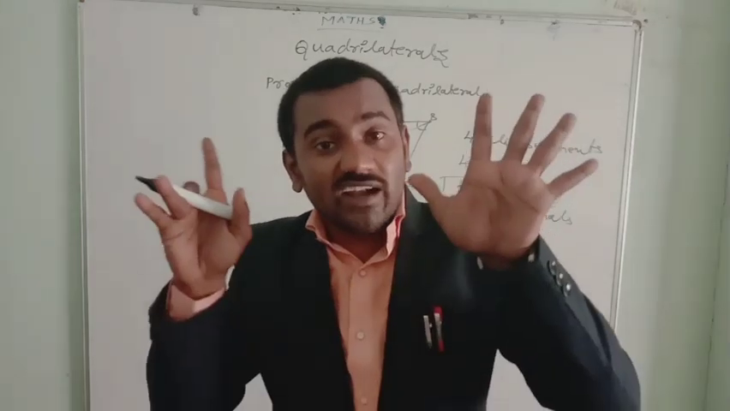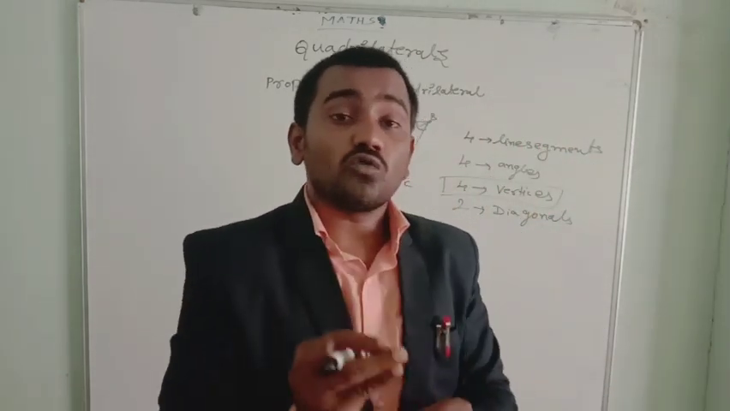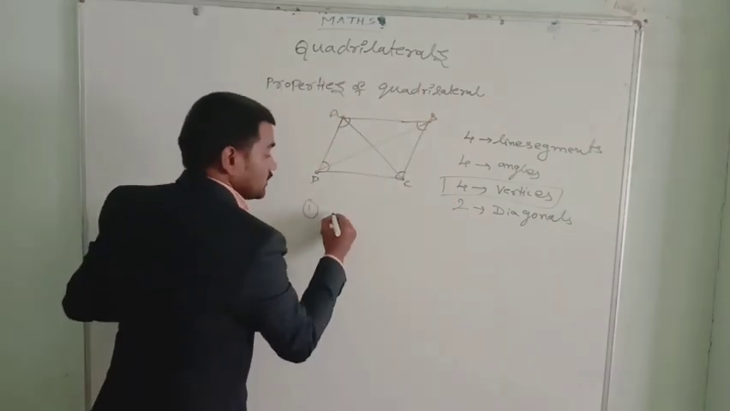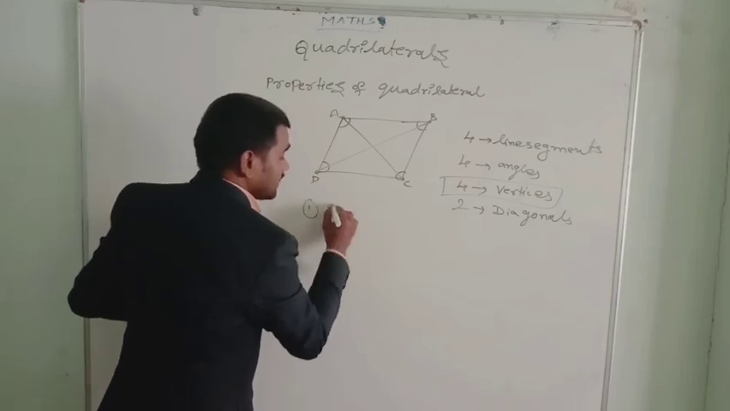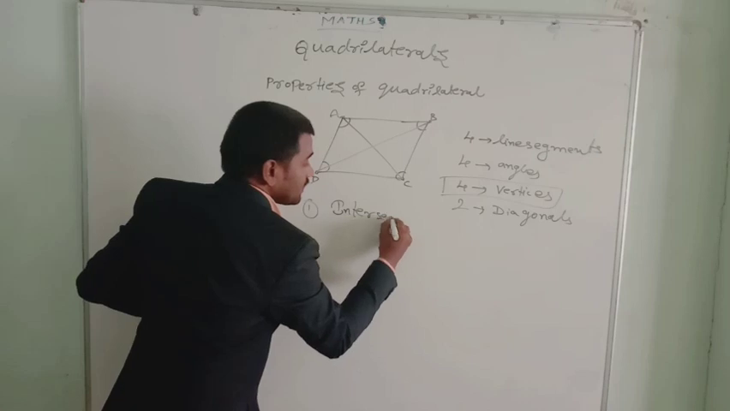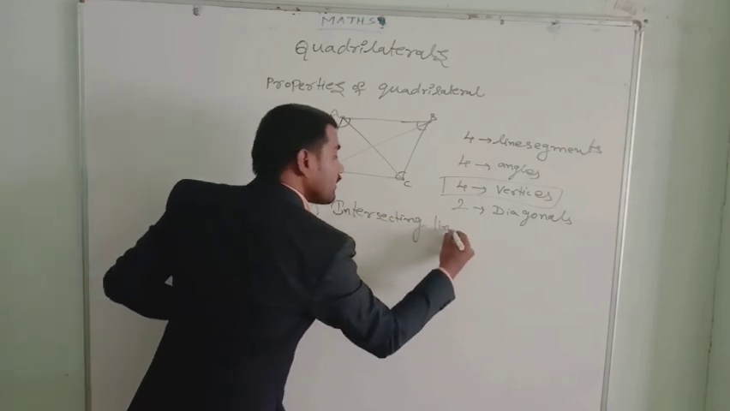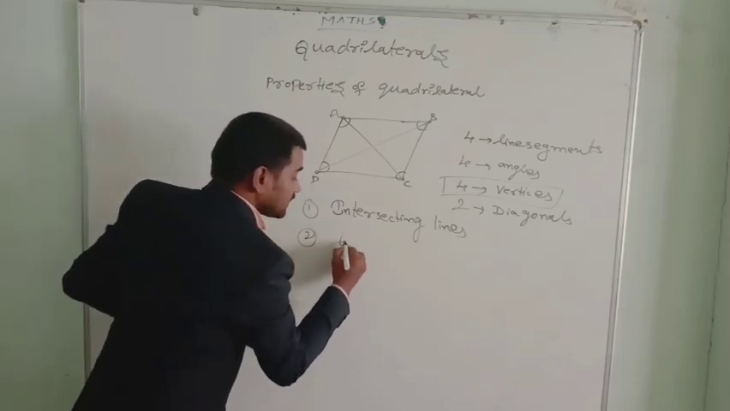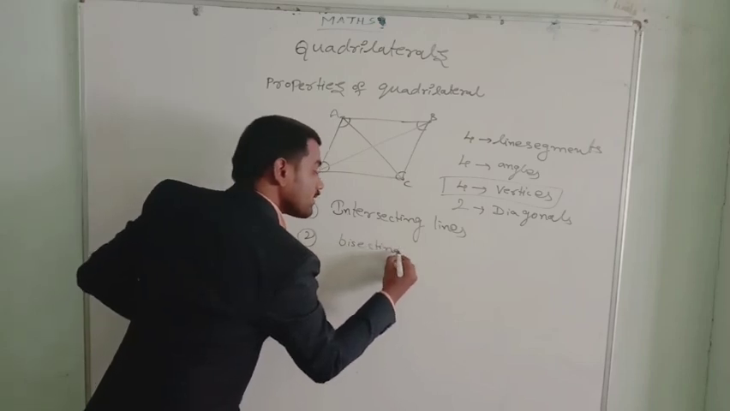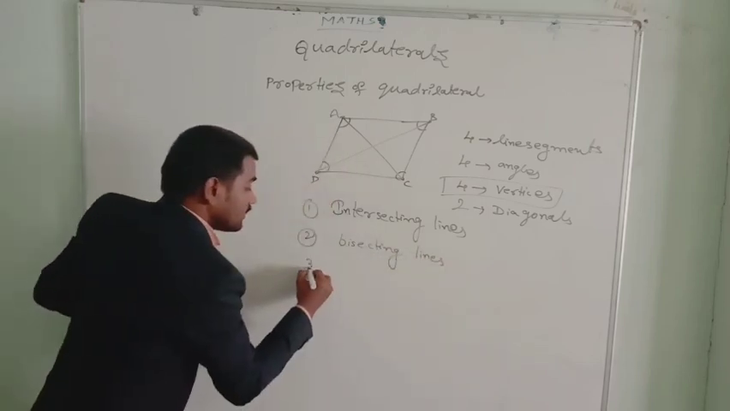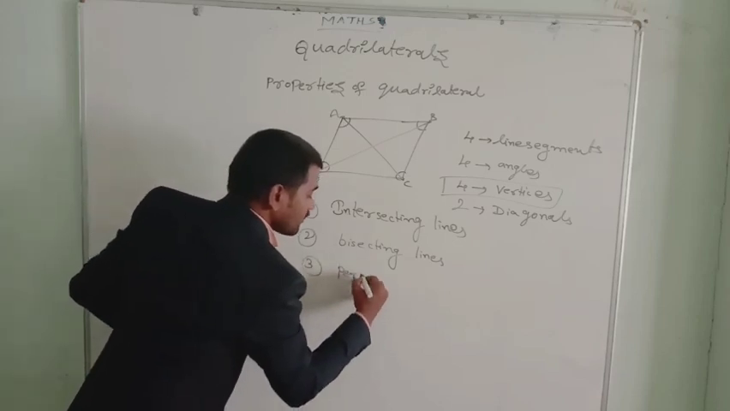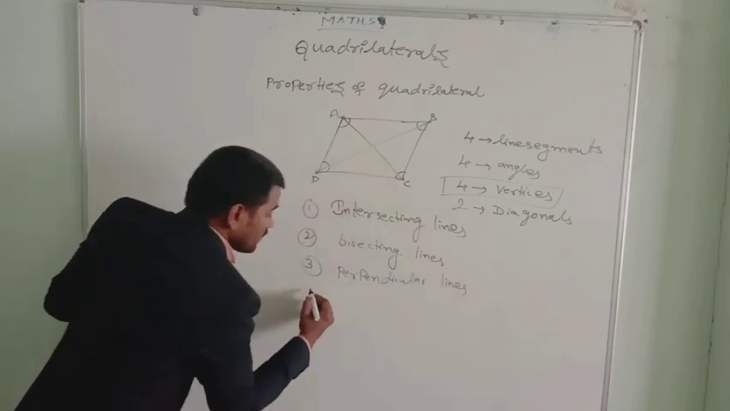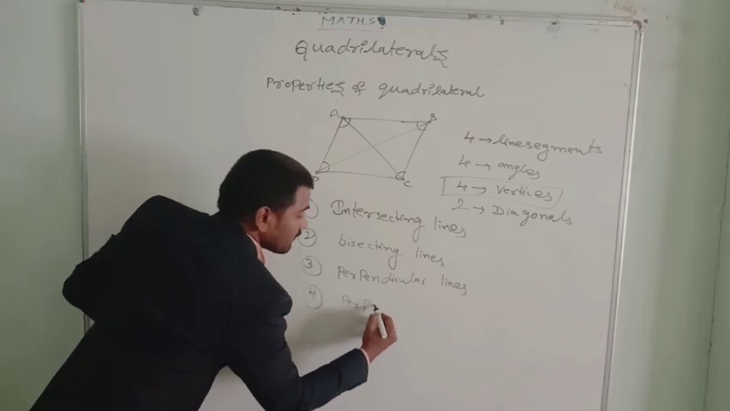Before learning these six kinds of quadrilaterals and their properties, we must recall some previous knowledge about these topics: intersecting lines. You should know the meaning of intersecting lines and bisecting lines, and the third one is perpendicular lines. The fourth one, perpendicular bisector lines.